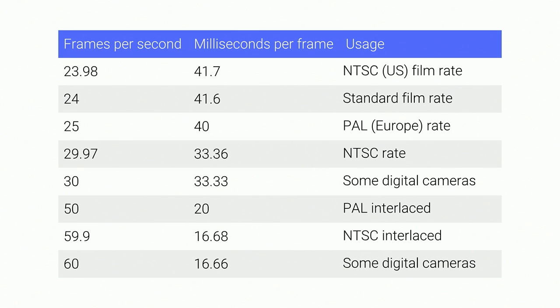So at the bottom, a standard movie would typically be 24 frames per second, something like that. And television tends to be around 29.97, or 30 if you're in Europe. And then specialized HD cameras, digital cameras, tend to get up into the higher frame rates.